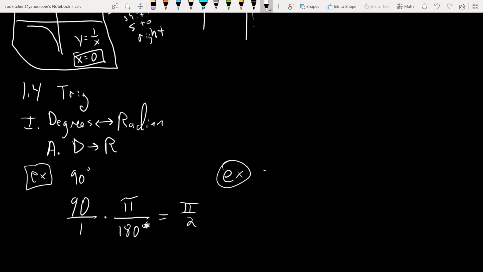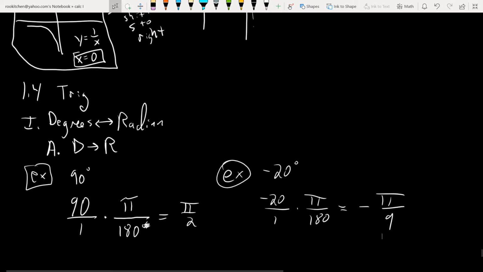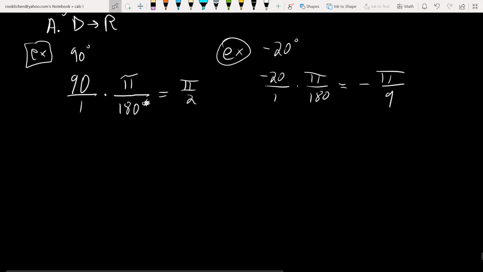Example, negative 20 degrees. Same game. You've got negative 20 over 1 times pi over 180. That'll give you negative pi over 9. The other direction, then, just take the reciprocal of that multiplying factor. So going from radians to degrees.